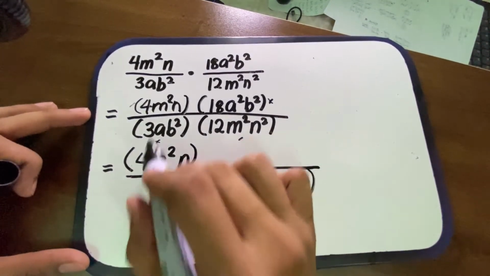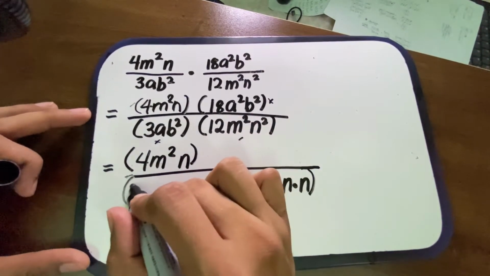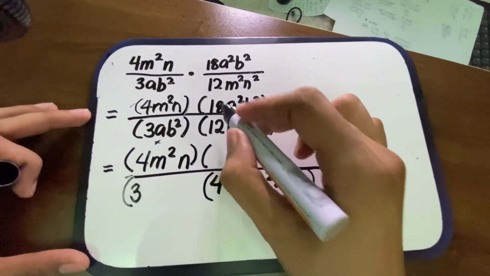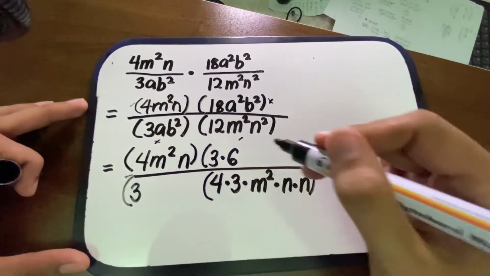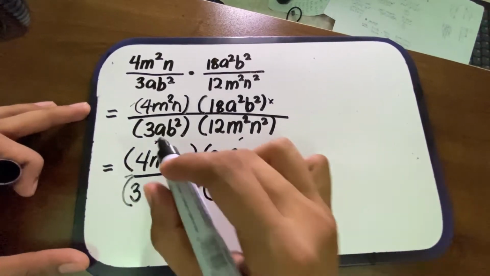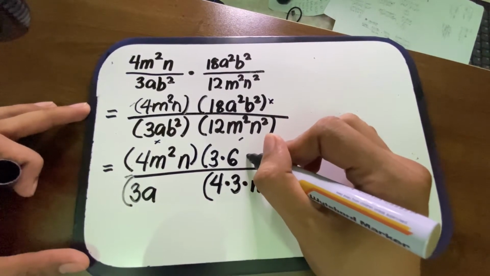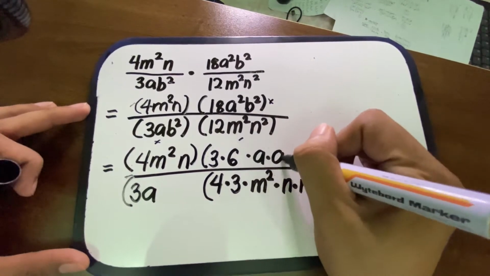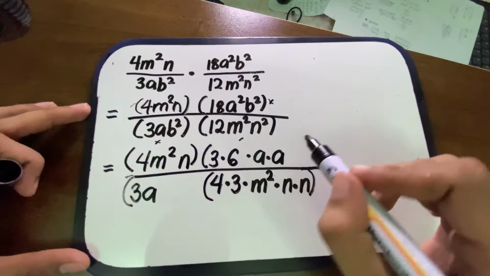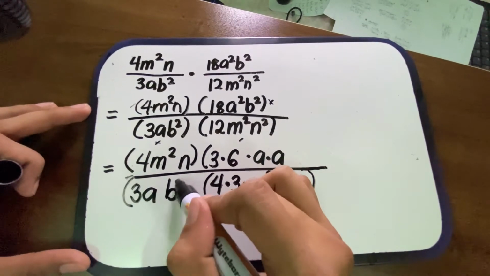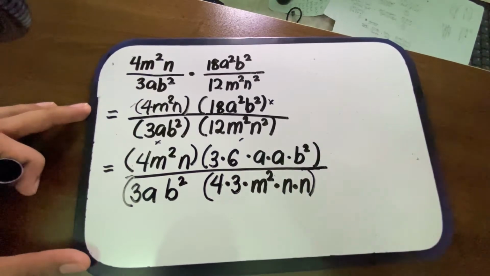Next is here 3 and 18, so we have 3 here. 18 is 3 times 6, right? Then a, and here, you have to rewrite that one, a times a. Next is b squared. We have also here b squared, so no need to break down one.